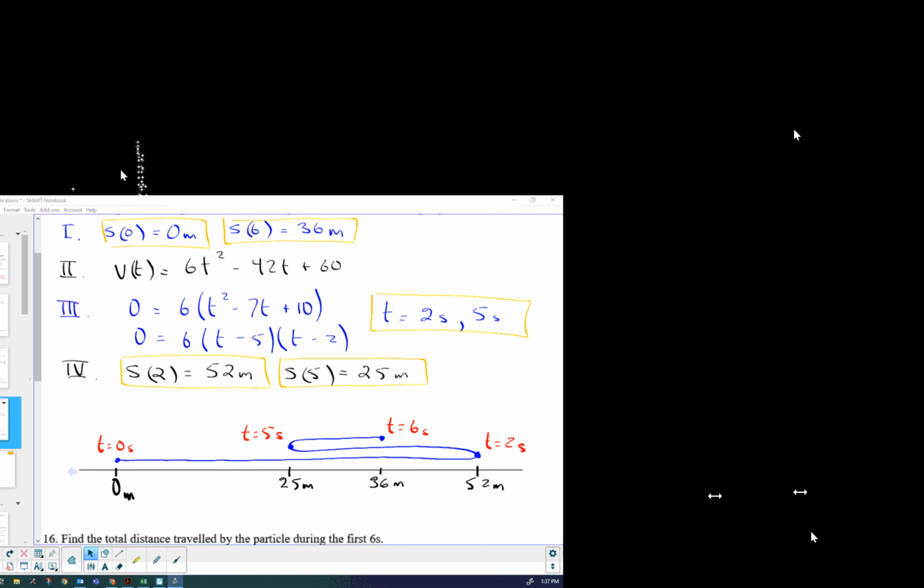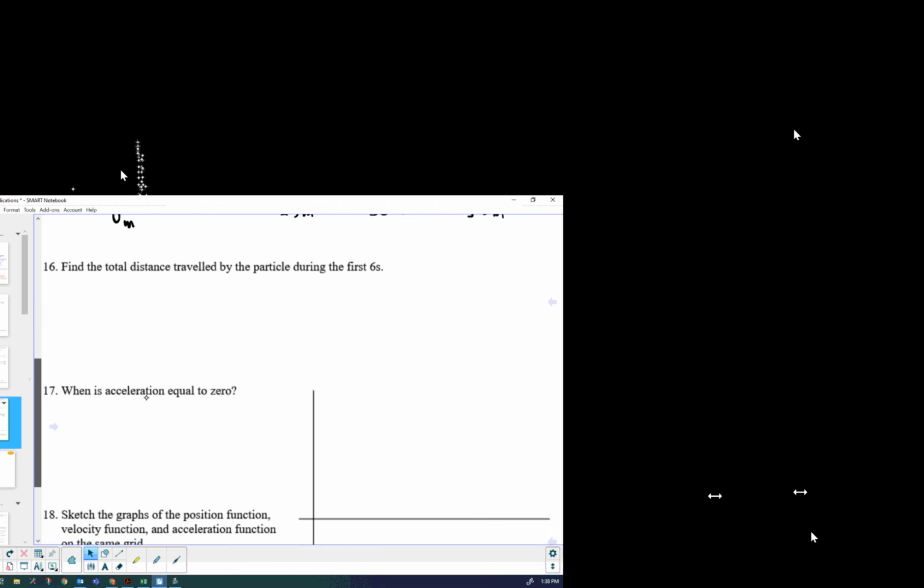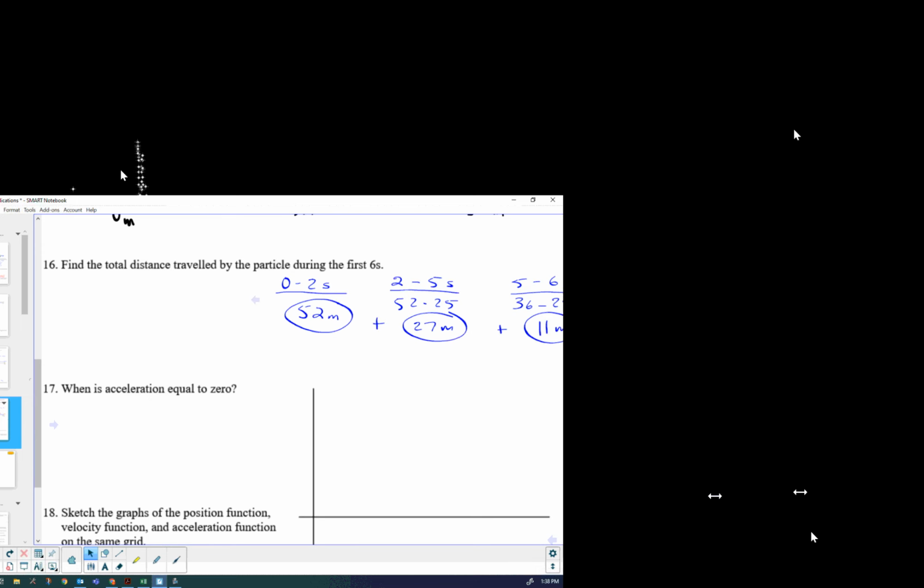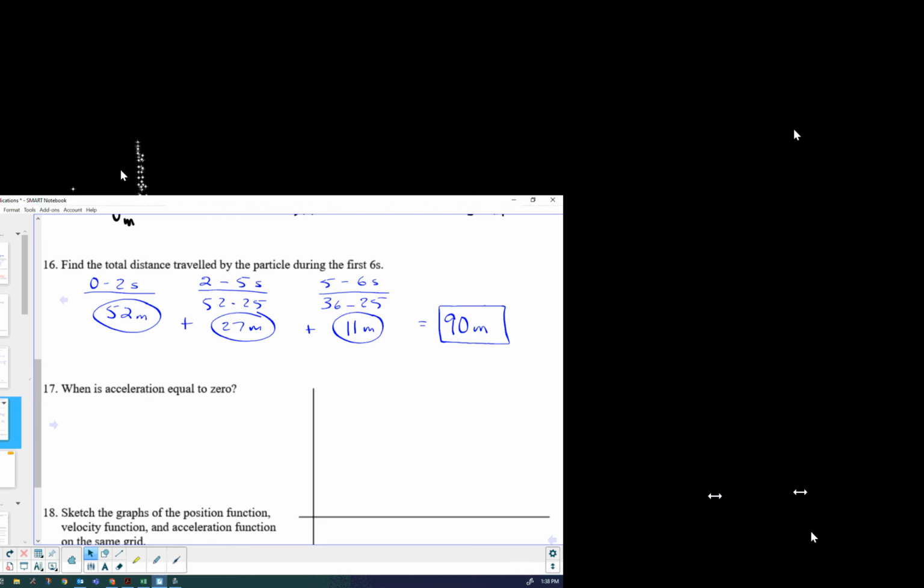Your attention, please. I'm going to run through the rest of this page. Getting the graph, are we all good with that? Okay. So, then finding the total distance, you just add up all the little distances, you get 90 meters. Good. When is the acceleration equal to 0? Find the acceleration function.